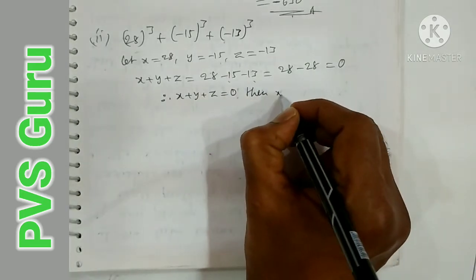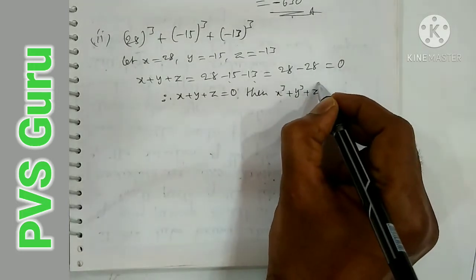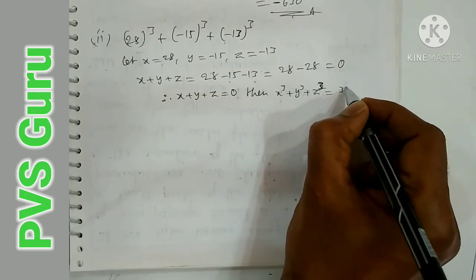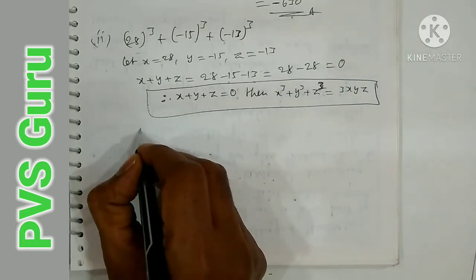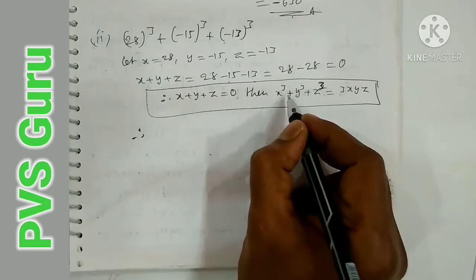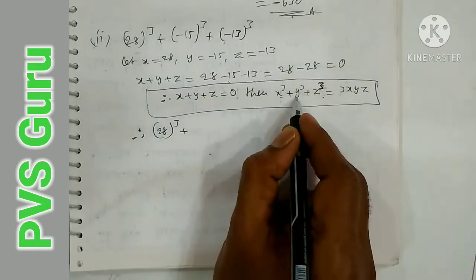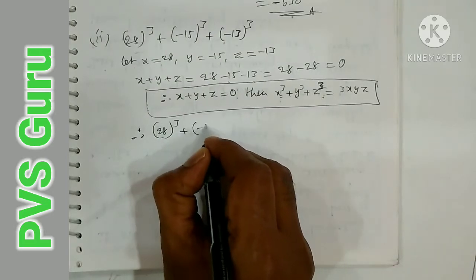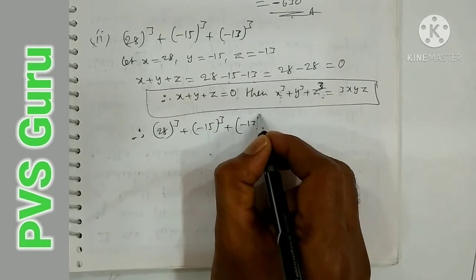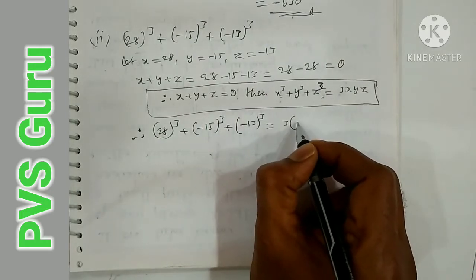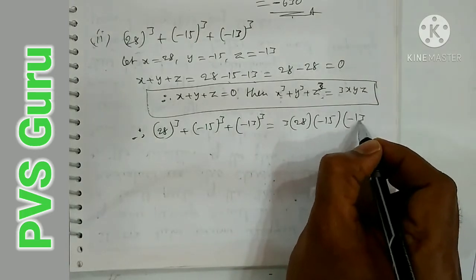Then we have the formula x cube plus y cube plus z cube is equal to 3xyz. So this is our formula. Now you substitute the x value, y value, z value here. (28) whole cube plus (minus 15) whole cube plus (minus 13) whole cube is equal to 3 into 28 into minus 15 into minus 13.